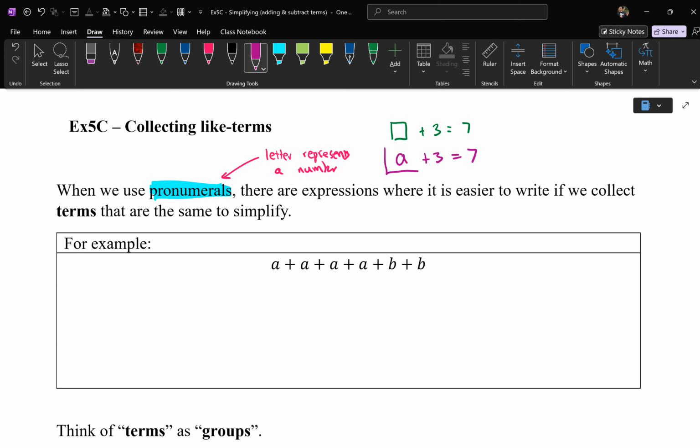Okay. So this is the beginnings of what we call algebra. But technically, you had already started since primary school. You were doing algebra in primary school. You just didn't call it algebra. This is the ability to think, what if I don't know what the number is? How do I figure it out? Okay? So pronumeral is a letter that represents a number.